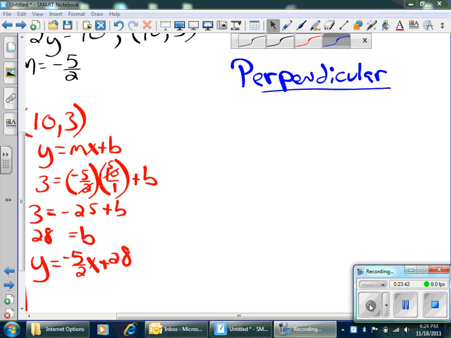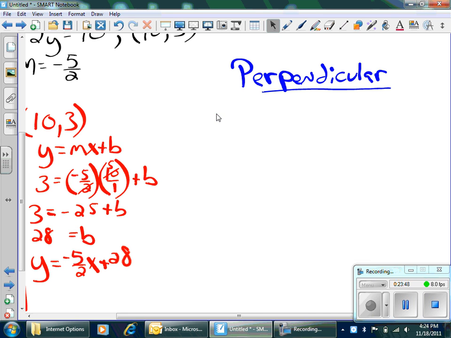This time I'm going to do the equation that's perpendicular to the original equation. Well, I know the original slope was -5/2. That means my perpendicular slope is going to equal 2/5. I'm still going through the point (10, 3). Why? Because I have to. I have to have a point that it goes through. I can't just make one up. All right. So I'll do it again in point slope form.